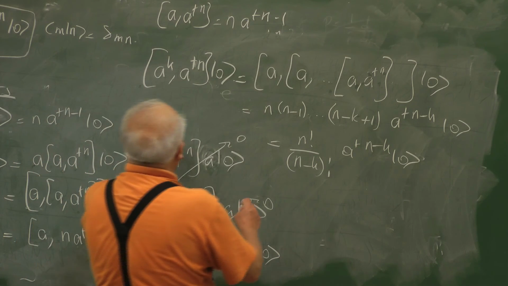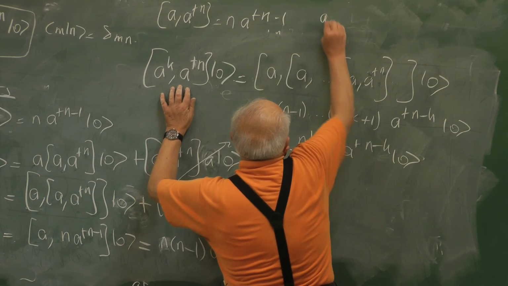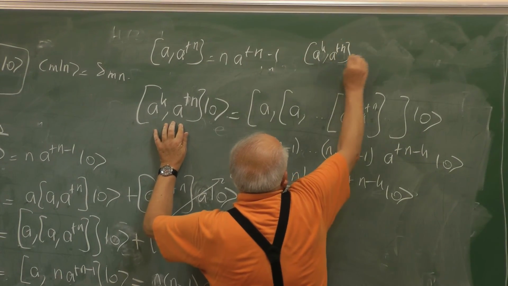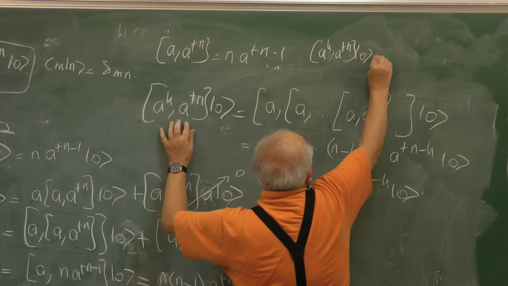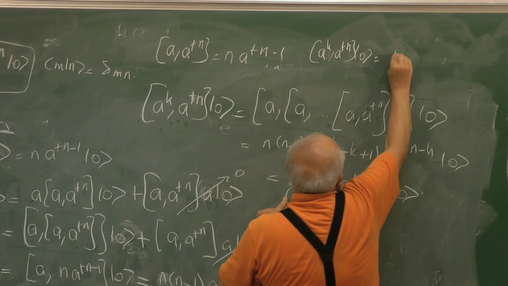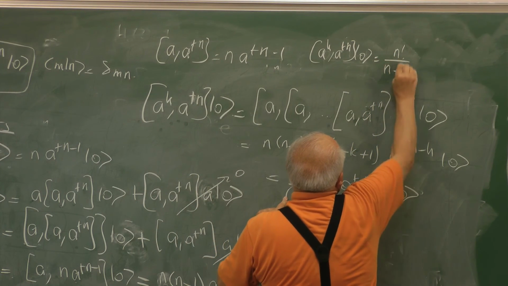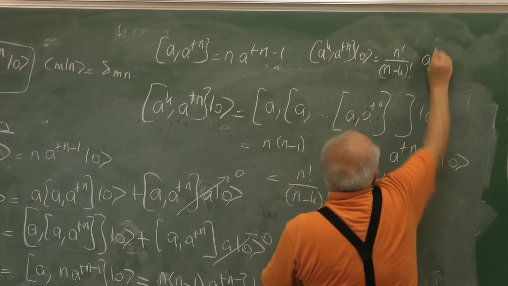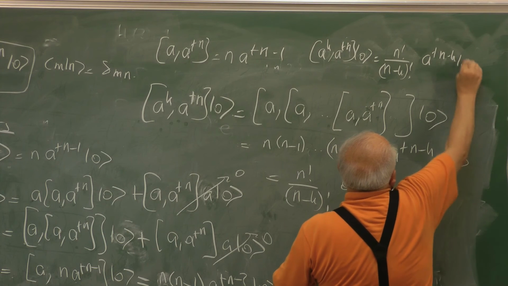So let me write it here. a to the k, a dagger n acting on 0 is equal to n factorial over n minus k factorial, a dagger n minus k, 0.